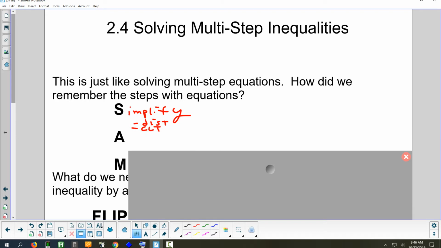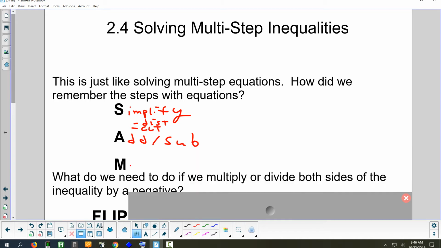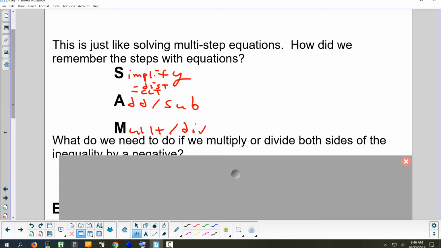Now, Elizabeth just told us what the A is. That's add or subtract. Okay, so we handle that. And then what about the M? What's that one stand for? Yep. Multiply and divide. Yep, that's always the last thing. Okay, so that's a really short version of what we talked about way earlier on.